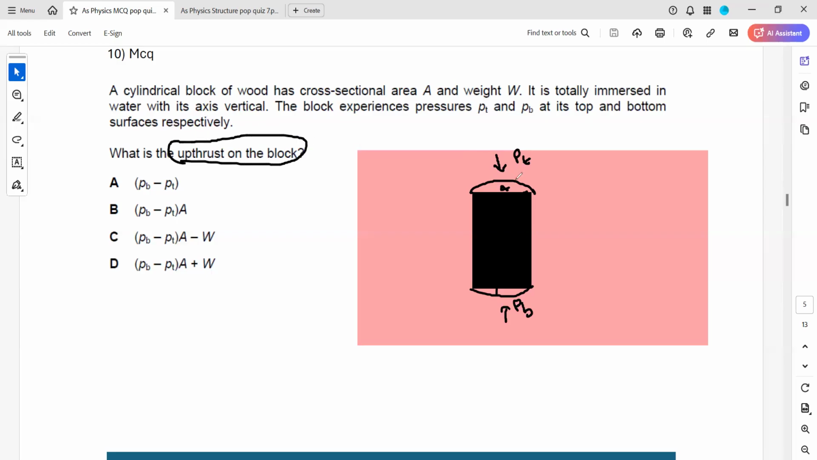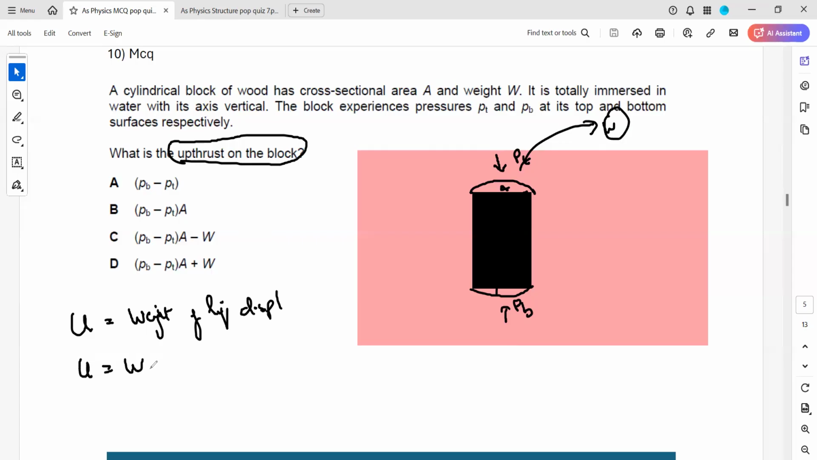So whenever an object is completely submerged, what is the concept of the upthrust? Upthrust is the weight of the liquid displaced. How much liquid is displaced by the object when it is completely submerged? What weight of liquid will come out? That is known as the upthrust. So I can say upthrust will be equal to the weight of the liquid displaced.